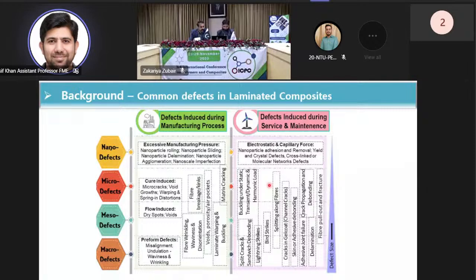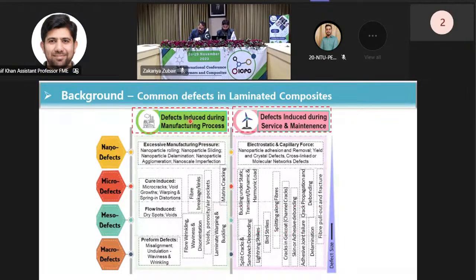There are two common sources of defects. One is that these defects can be induced when we are manufacturing any laminated composite structure, part or component. The second is that they can be induced because of in-service loading conditions. And delamination is one of the major modes of failure in laminated composites, which starts from micro cracks and ultimately ends up in the form of separation of layers, which we know as delamination.